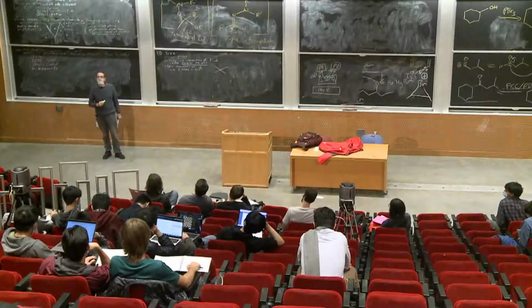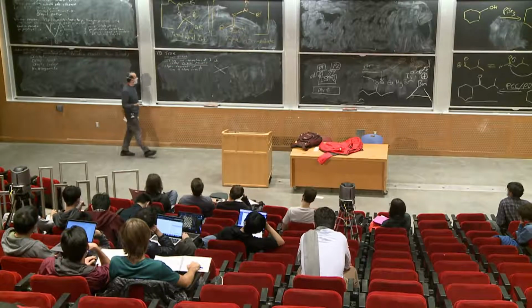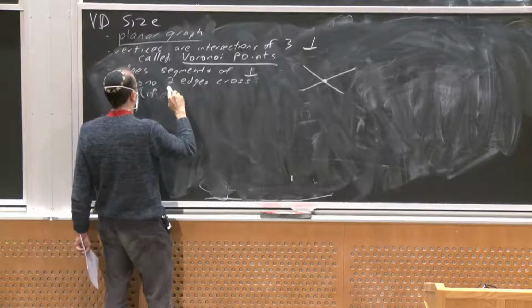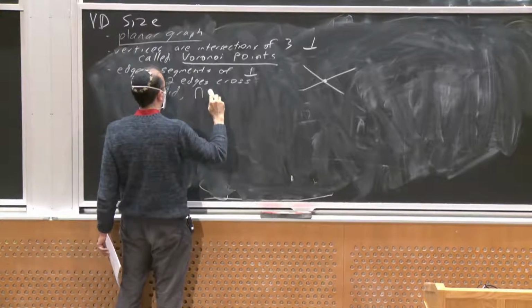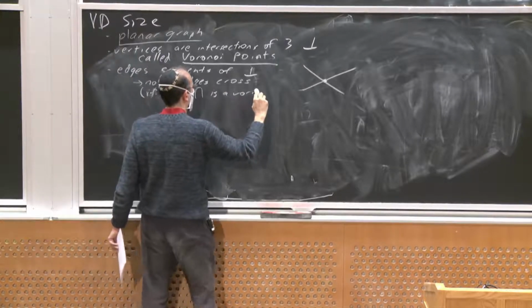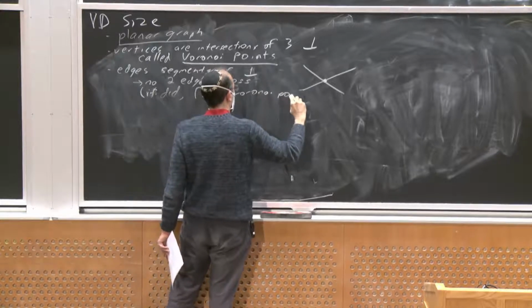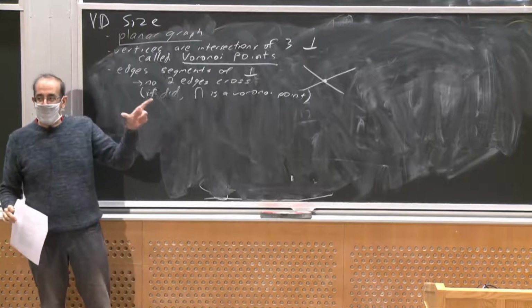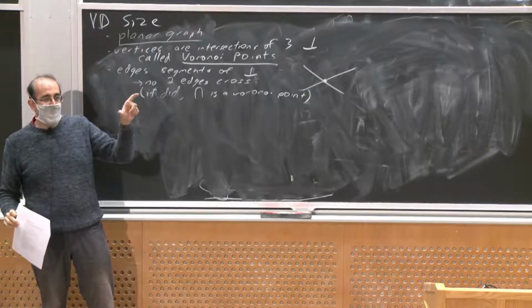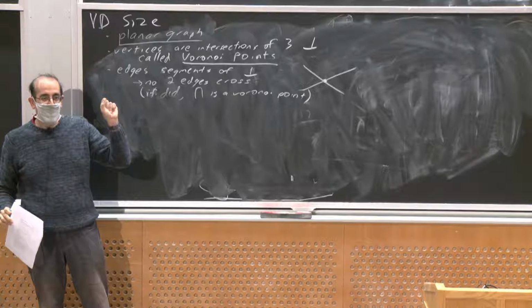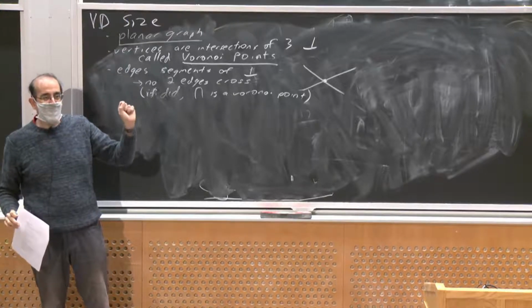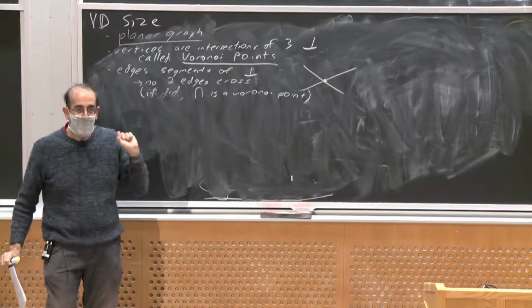Yes? Equal distance to 3 points. Exactly. If they did, then their intersection is a Voronoi point. And so that actually would split the line segment, that would split the edge into 2 edges. So wherever there's a crossing, it's actually a meeting point of 4 edges. Make sense?